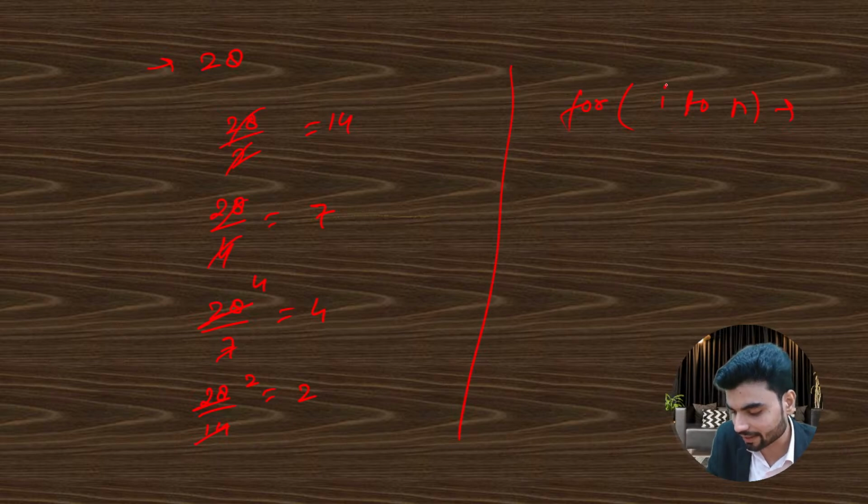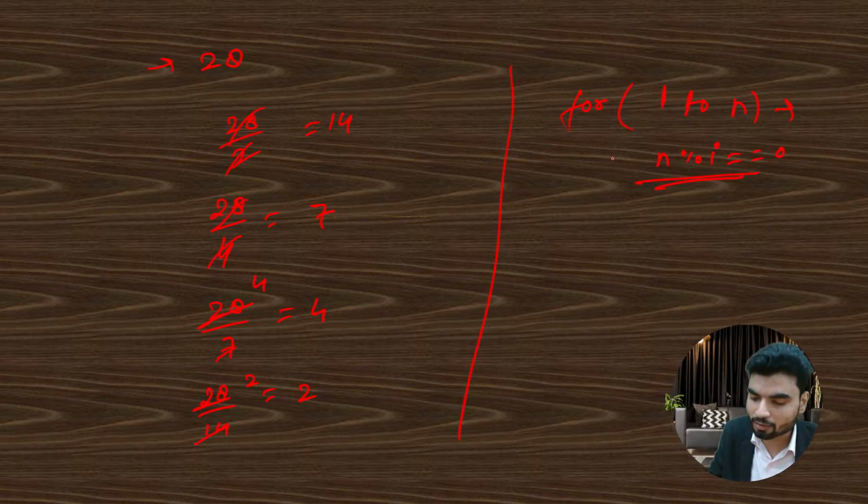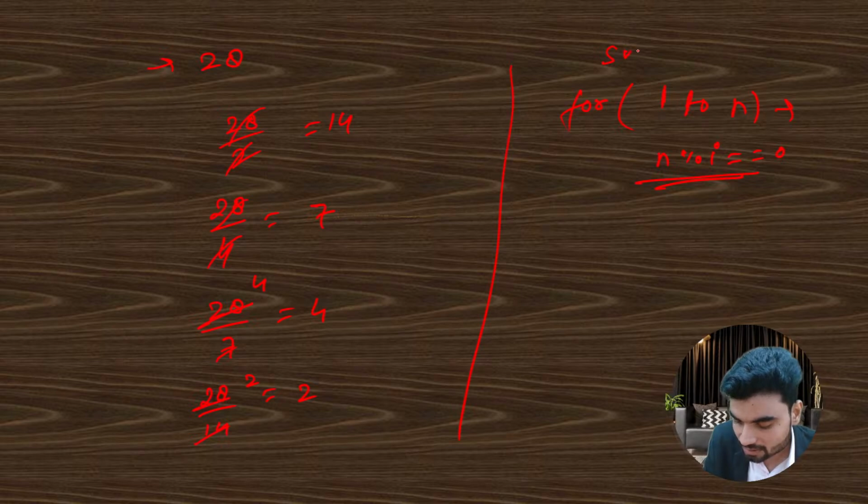Let's say I runs from 1 to n. If that number is divisible by i, in that case we can add that particular number to a sum. So for example, I was running a loop from 1 to n, and now if that particular number is dividing 28, in that case I'll add that number to a particular sum. And in the starting I'm assuming sum is equal to 0.